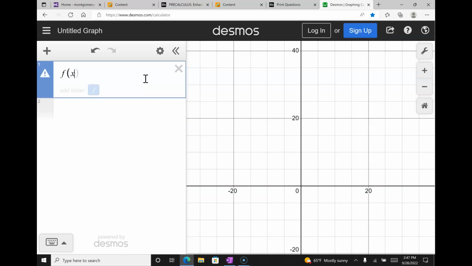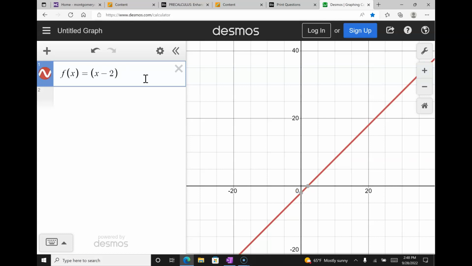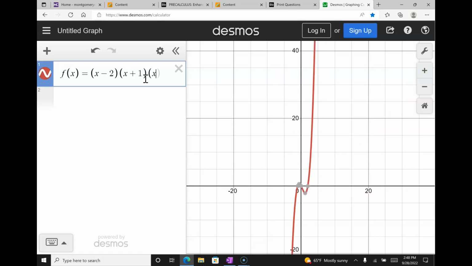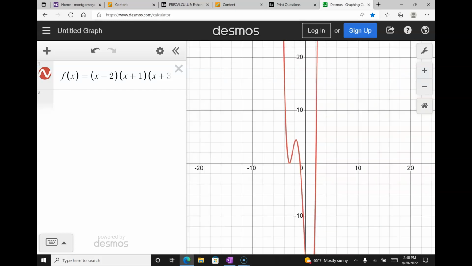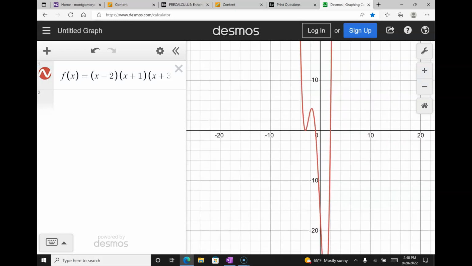So I had f of x or y. Sometimes we want to use one over the other. You'll see when. What did I have? I had x minus 2, x plus 1, and x plus 3 raised to the 2nd power. So you can see at 2, it goes through the axis. It's a multiplicity of 1. At negative 1, it goes through the axis, again a multiplicity of 1. But at negative 3, it bounces off the axis. It'll hit it and then bounce back off.